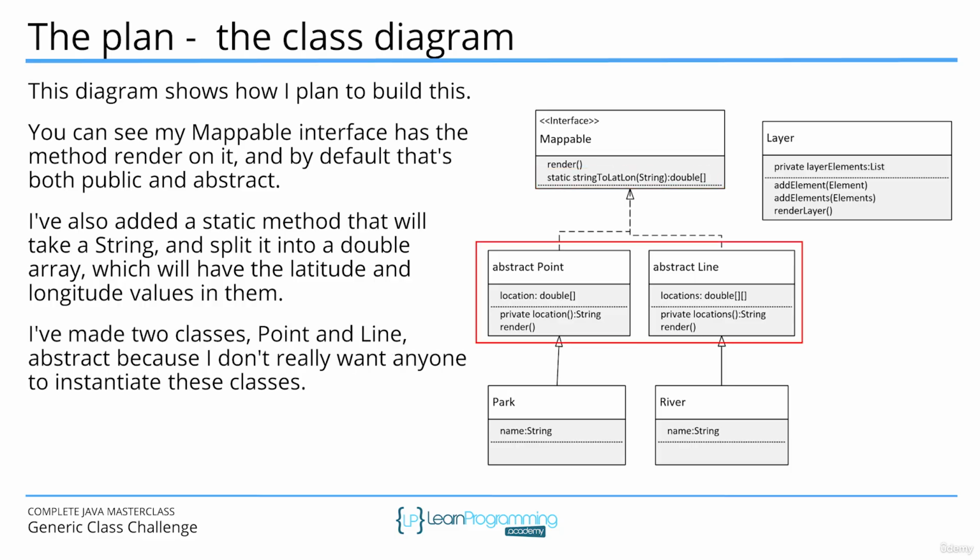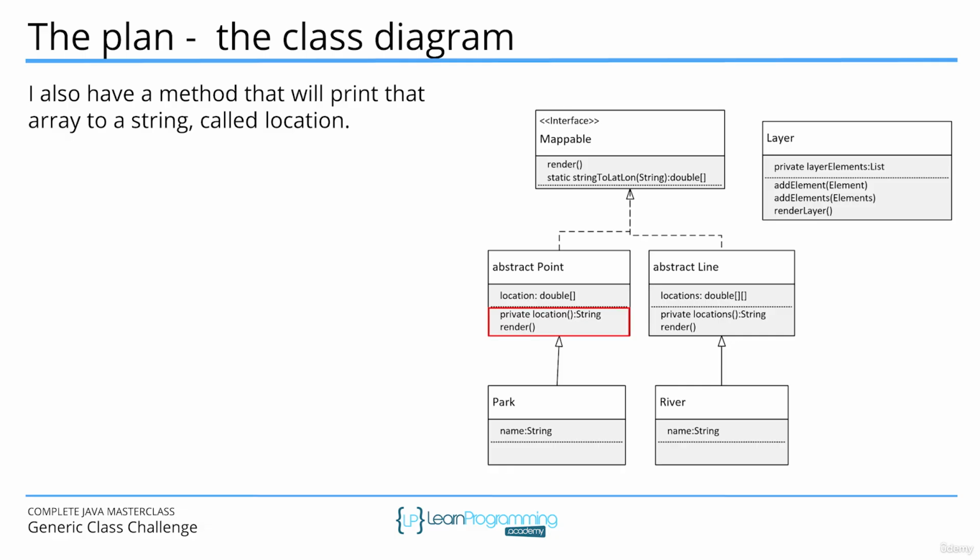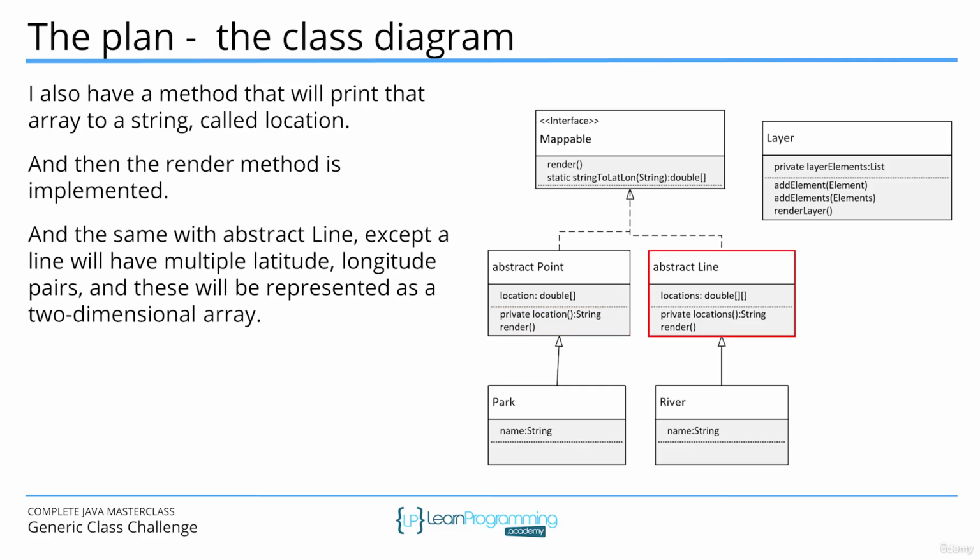I've made two classes, point and line, abstract, because I don't really want anyone to instantiate these classes. Point has a location field, which is a double array, and will just have two doubles, the latitude and longitude. I also have a method that will print that array to a string called location, and then the render method is implemented, and the same with abstract line, except a line will have multiple latitude-longitude pairs, and these will be represented as a two-dimensional array.